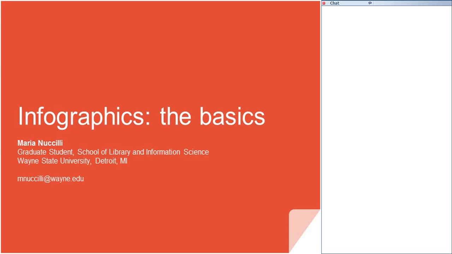Today we've got a really good presentation on infographics. Our presenters are Maria Nucili, she's a grad student at Wayne State, and Liz Johns, who is the Learning Design and Technologies Librarian at Johns Hopkins, and of course myself, my name's Emily Thompson, and I'm a studio librarian at the University of Tennessee at Chattanooga.